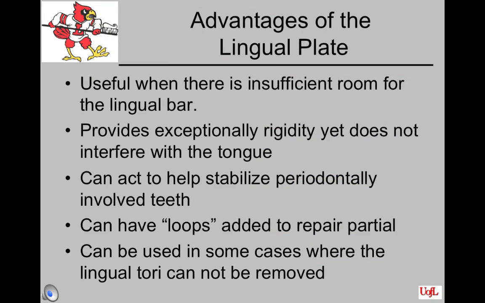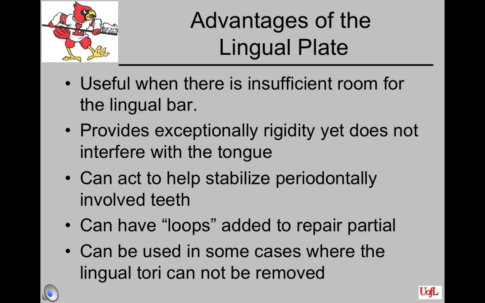Some of the advantages of the lingual plate are: it's very useful, obviously, when there's insufficient room for the lingual bar. It provides exceptional rigidity, yet does not interfere with the tongue. The patient usually has a pretty good acceptance of the lingual plate. It can act to help stabilize periodontally involved teeth, and you can add loops when a tooth is lost in that anterior area in order to repair the partial rather than having the patient have to have it remade.